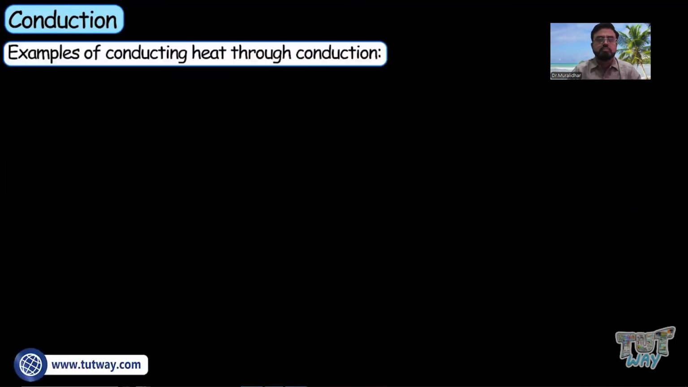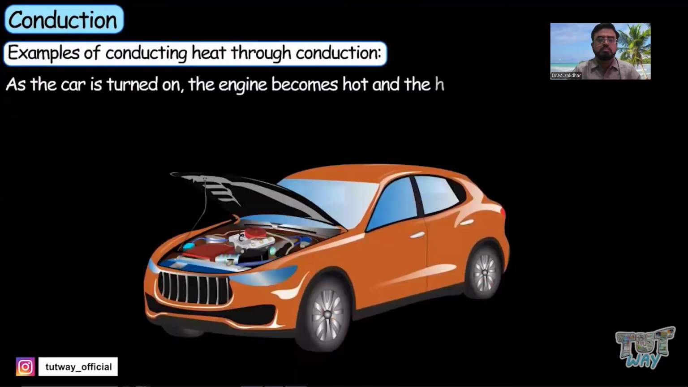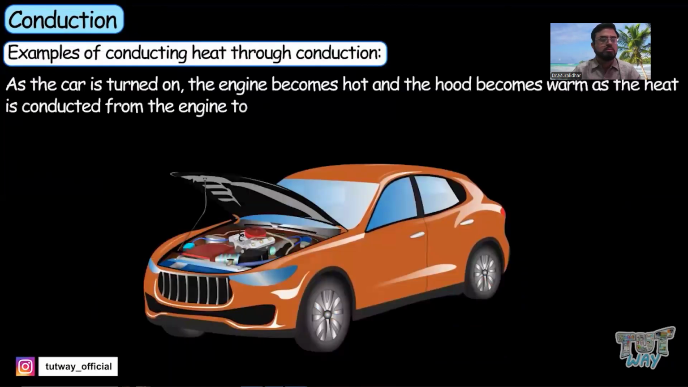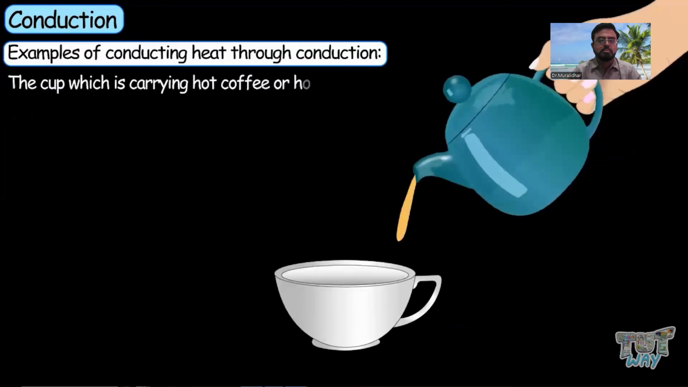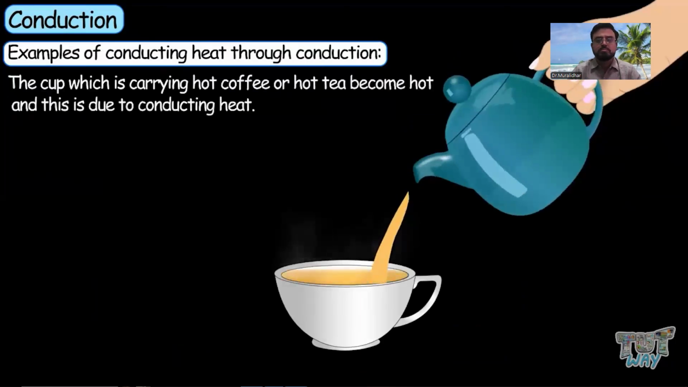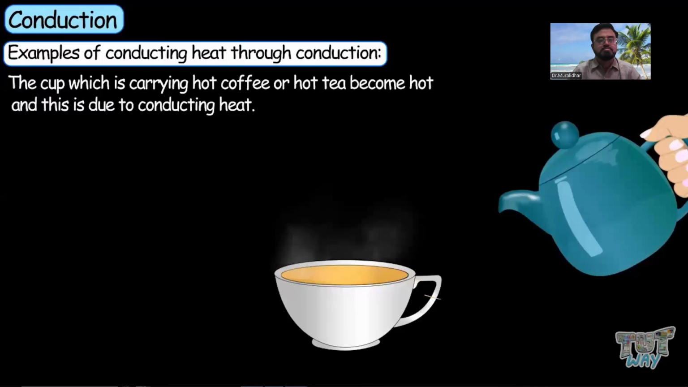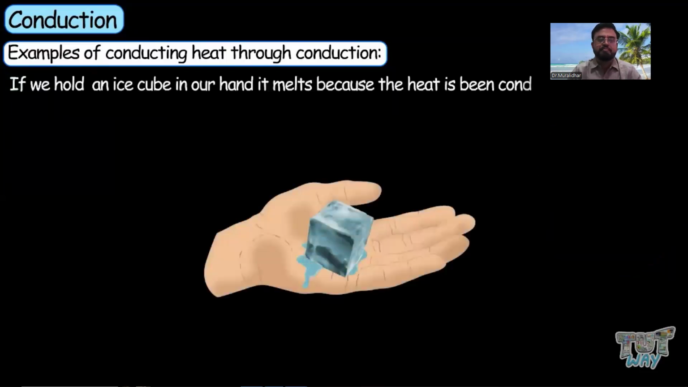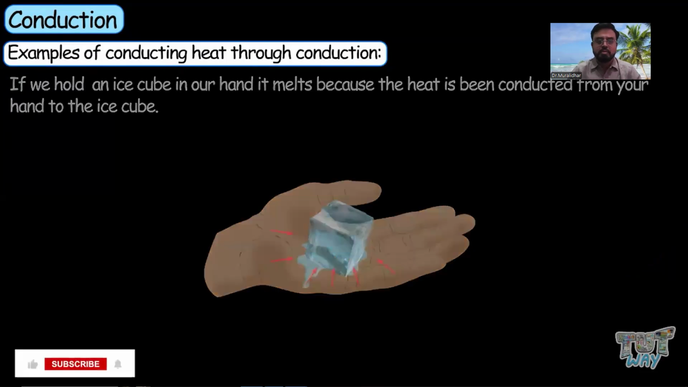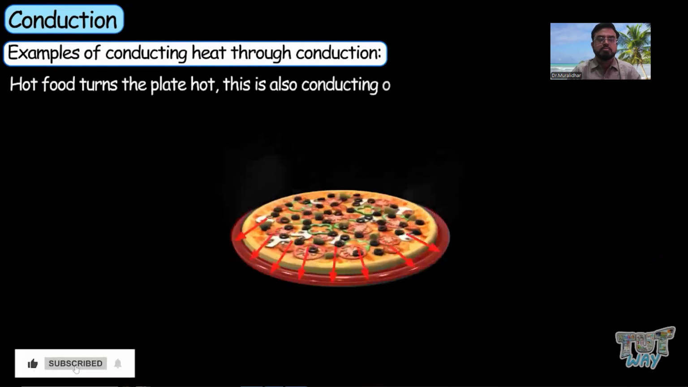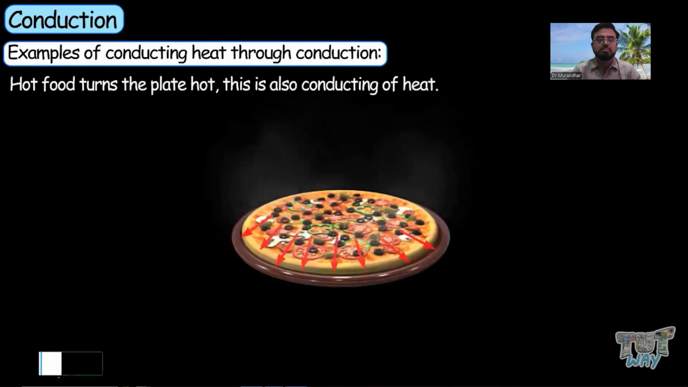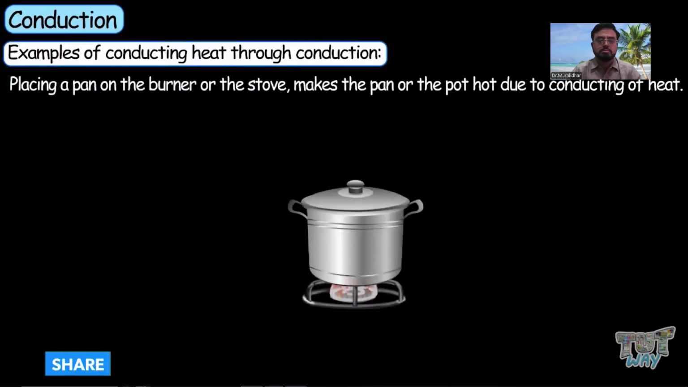Now let's have a look at some examples of heat conduction. When a car is turned on, the engine becomes hot, and the hood becomes warm because the heat is conducted from the engine to the hood. The cup carrying hot coffee or hot tea becomes hot, and this is due to conduction. If we hold an ice cube in our hand, it melts because the heat is being conducted from our hand to the ice cube. Hot food turns the plate hot. This is also conduction of heat. Placing a pan on the burner or stove makes the pan or the pot hot due to conduction.